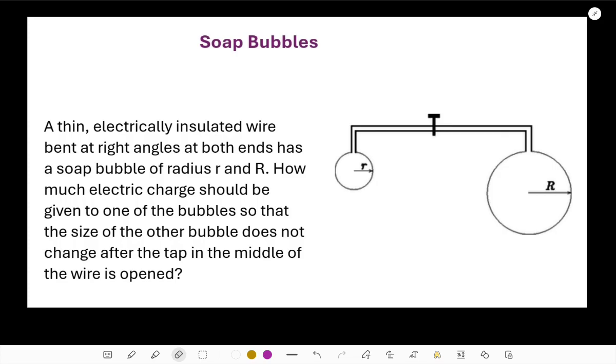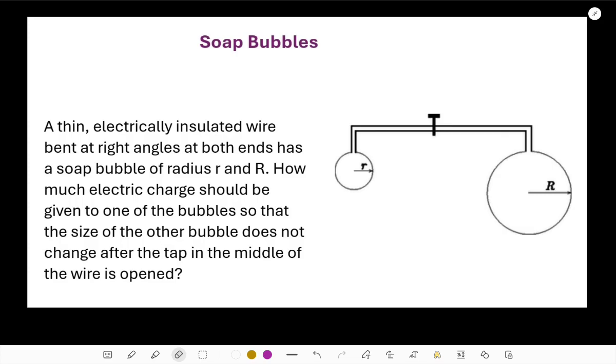So you need to read the statement of the problem first. The statement being: a thin electrically insulated wire bent at right angles at both ends has a soap bubble. In fact, it has two soap bubbles of radius small r and capital R. How much electric charge should be given to one of the bubbles? Which one? I don't know yet. So that the size of the other bubble does not change after a tap in the middle of the wire is opened.